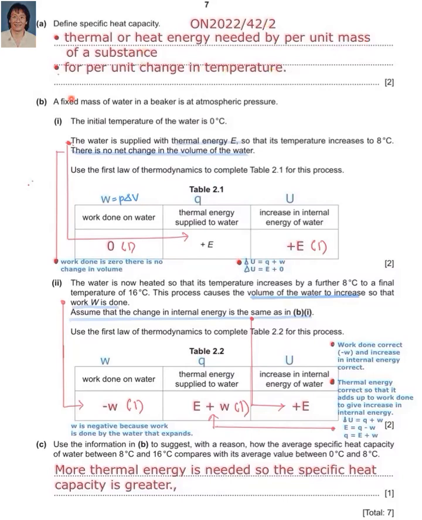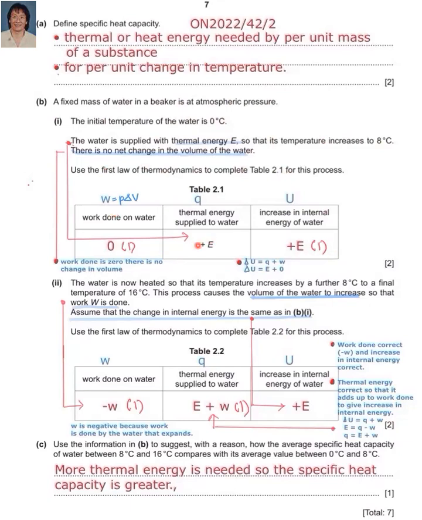Then in part B, a fixed mass of water in a beaker is at atmospheric pressure. The initial temperature of the water is 0 degrees Celsius. The water is supplied with thermal energy E so that its temperature increases to 8 degrees Celsius. There's no net change in the volume of the water. Use the first law of thermodynamics to complete table 2.1 for this process. This is table 2.1, which is given to you.